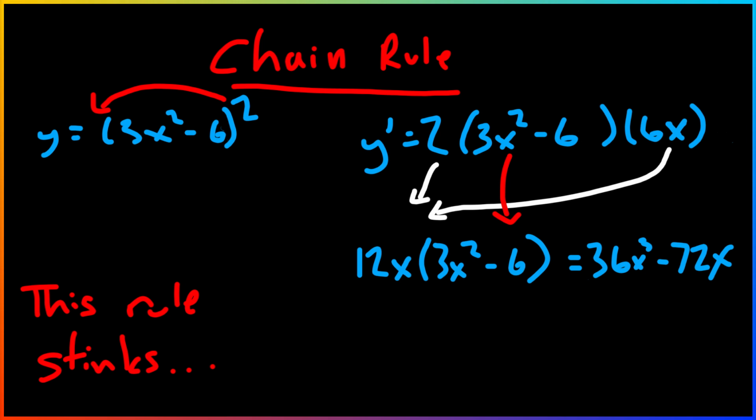To solve these, you're going to have to take the derivative of the outside times the inside times the derivative of the inside. So for here, the derivative of the outside would just be 2 times the inside, which would be 3x squared minus 6. And then that's going to be multiplied by the derivative of the inside, which is just 6x. This is going to be simplified out to 12x times 3x squared minus 6, which is going to equal out to 36x cubed minus 72x.